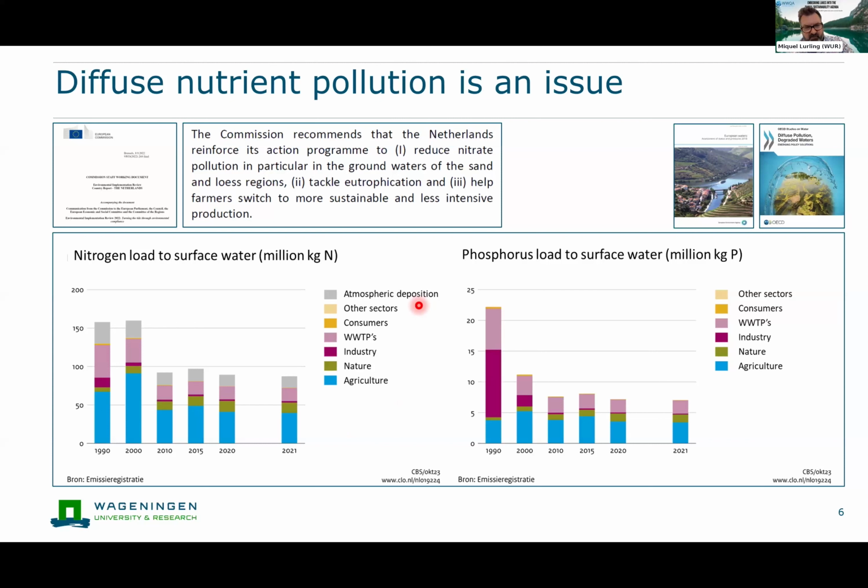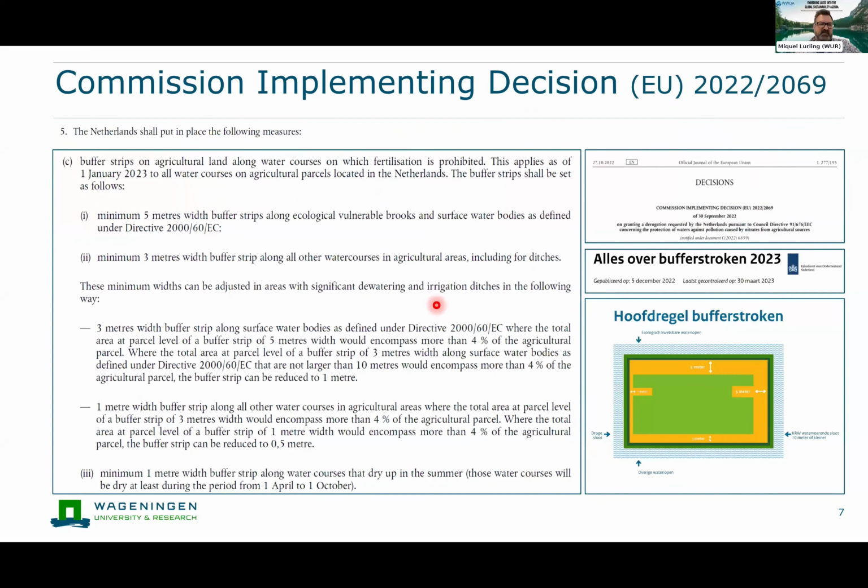In 2022, the European Commission recommended that the Netherlands should put more emphasis on reducing nitrate pollution, tackle eutrophication, and also help farmers with more sustainable and less intense production. They said that the Netherlands should implement buffer strips to agricultural fields. Maybe you saw this yellowish field, the first slide I showed. There was a tiny green strip next to it. That's a buffer strip. And the yellow field, that's because of glyphosate spraying, which is quite common throughout the country.